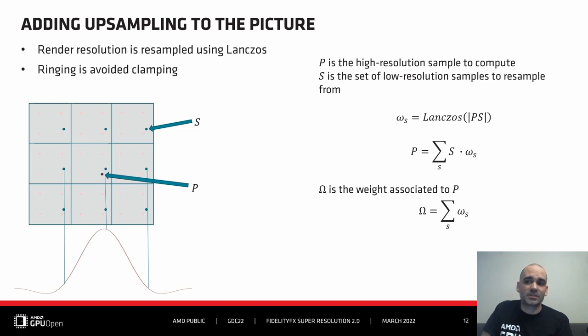For each high resolution sample P, we will use a 4x4 kernel of low resolution samples S. The image on screen is displaying a slightly smaller neighborhood for readability. Each low resolution sample weight is computed using Lanczos and the distance to the target high resolution sample. The final weight, capital omega, for the sample P is the sum of all the samples' weights, and the value of the final sample is the weighted sum of those samples with their weights. Using Lanczos can introduce ringing artifacts, and to remove those, we clamp P, the final sample value, to the range given by the 2x2 centered samples of the 4x4 area that we are considering up front.